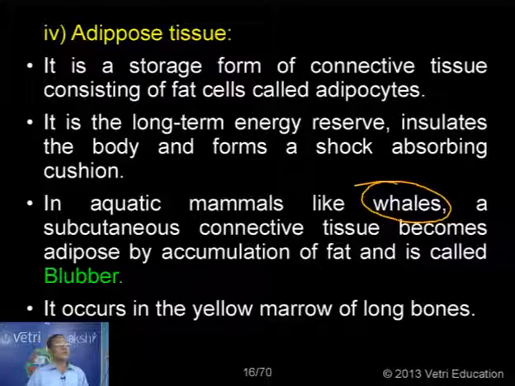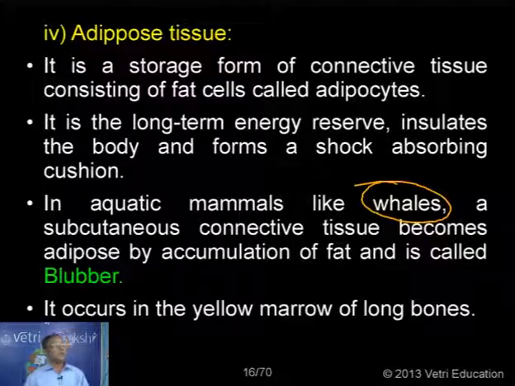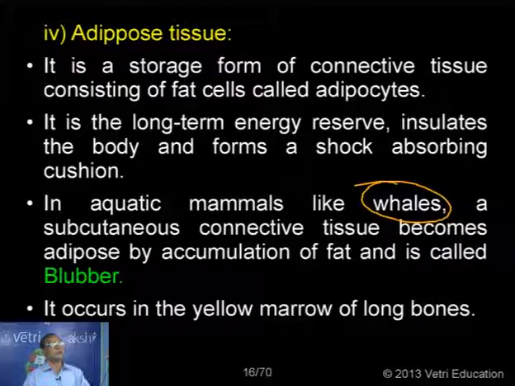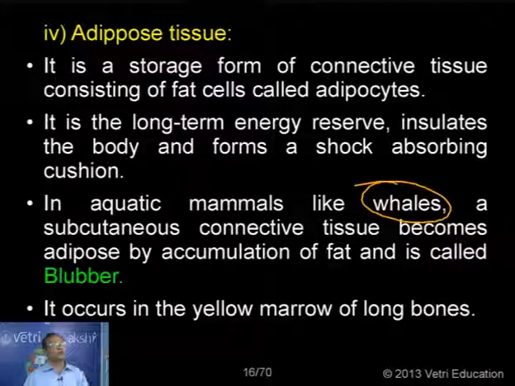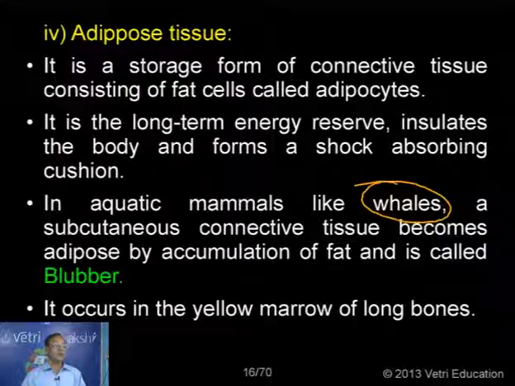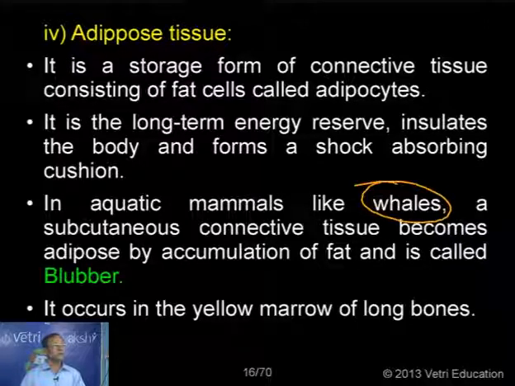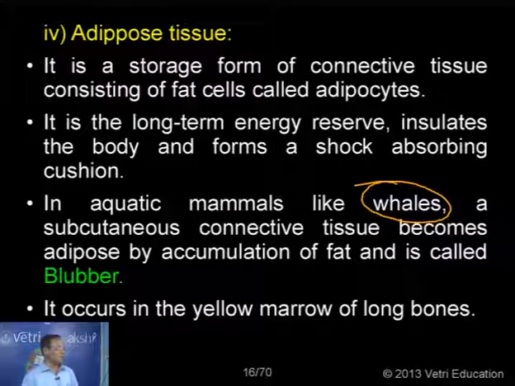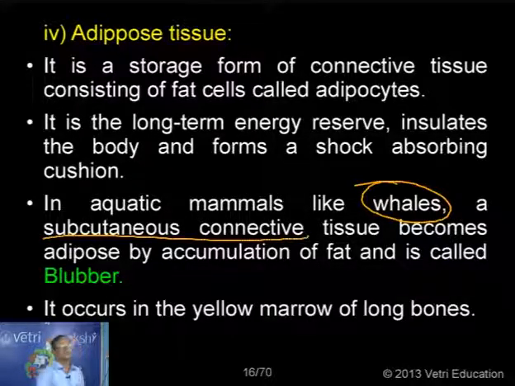It is called subcutaneous tissue. That is the one which confers buoyancy to the animal so that the animal can float without sinking, without being submerged in water. The fat layer found below the skin is called subcutaneous connective tissue.